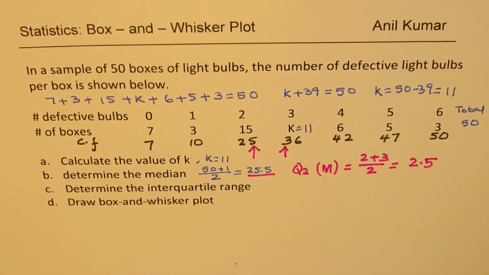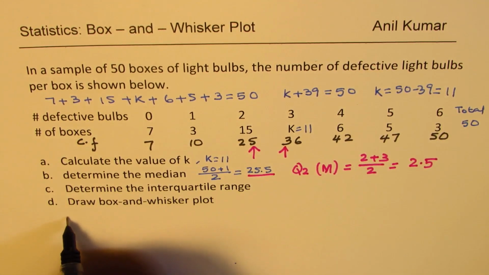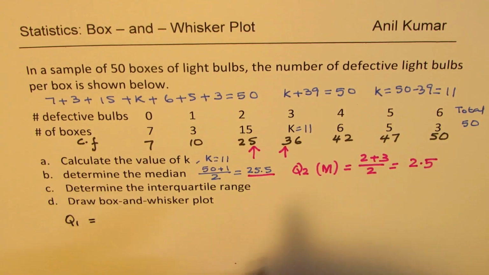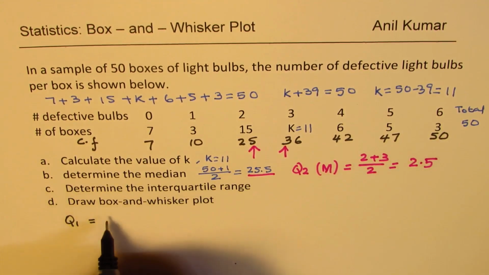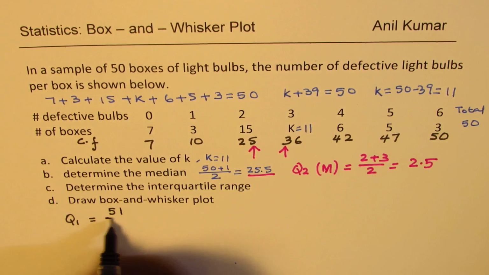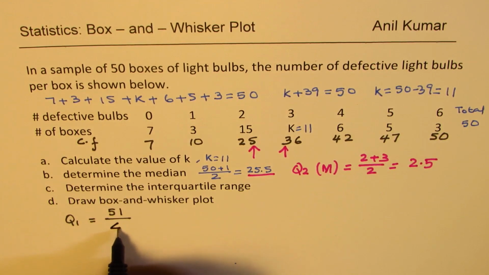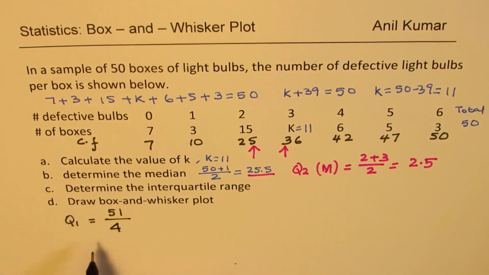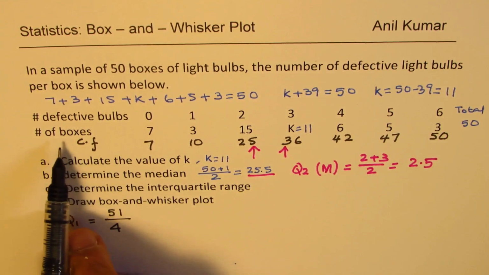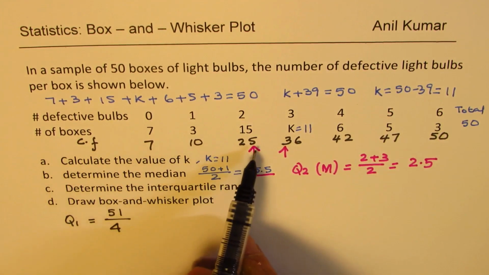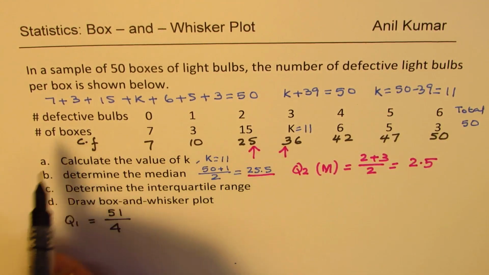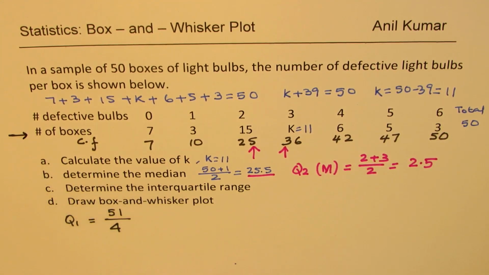Now, let us look into interquartile range. C is interquartile range. So interquartile range, we will find Q1. Q1 will be 51 divided by 4, right? Quarter. So that is the position, right? So we'll see in which box we are going. So we are looking into the boxes, right? So the number of boxes, and then we'll find how many are defective in that.